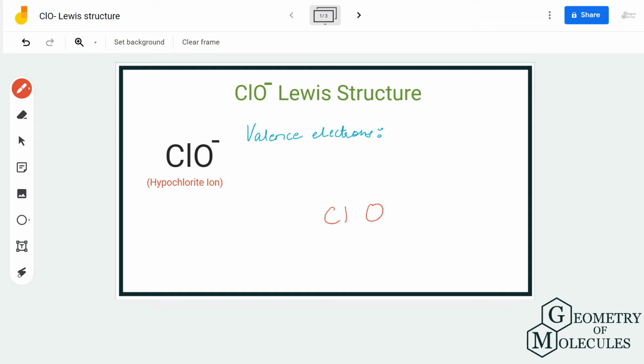So here we have one chlorine atom, one oxygen atom and an additional electron. We are going to consider all these electrons when we are looking at the total number of valence electrons. Here chlorine has 7 valence electrons, oxygen has 6, and this additional electron will be added too. So in total we have 14 electrons for hypochlorite ion.